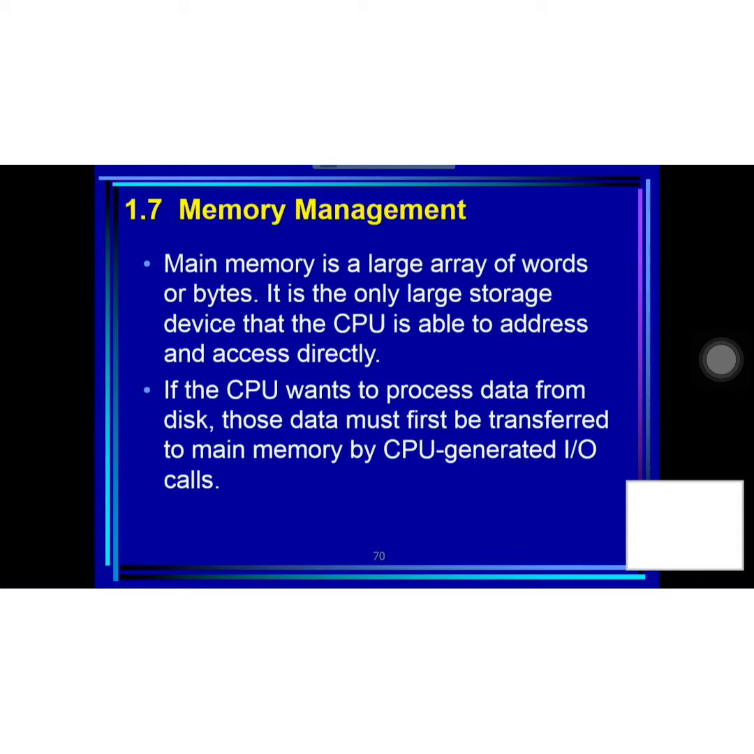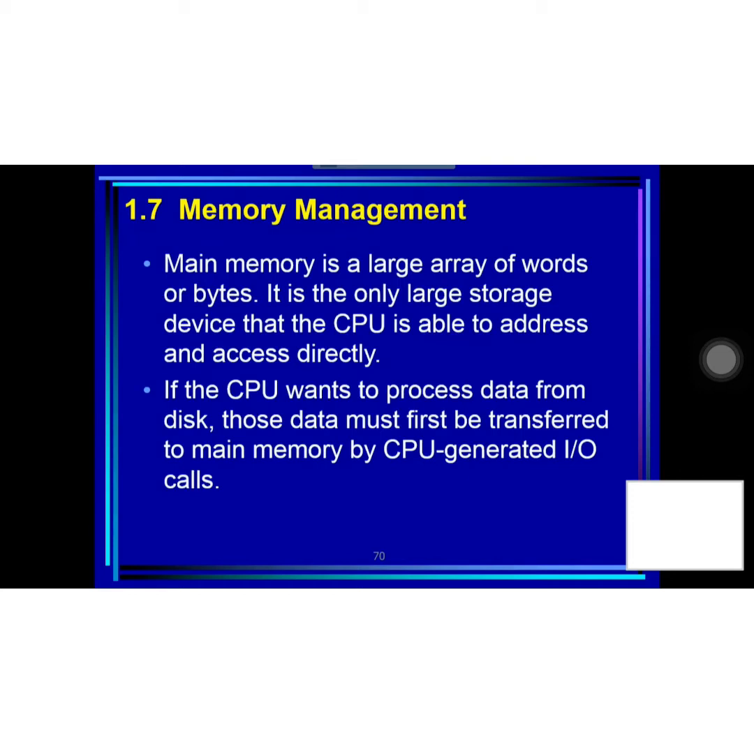The operation of a modern computer system. Main memory is a large array of bytes, ranging in size from hundreds of thousands to billions. Each byte has its own address. Main memory is a repository of quickly accessible data shared by the CPU and I/O devices.